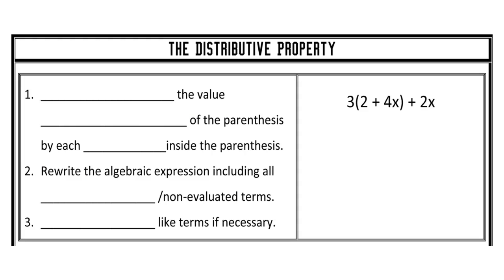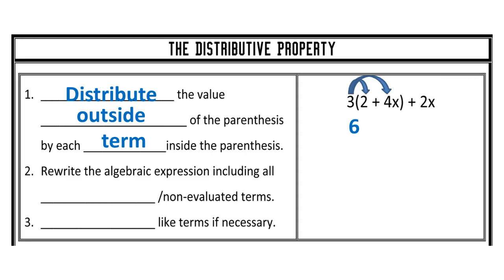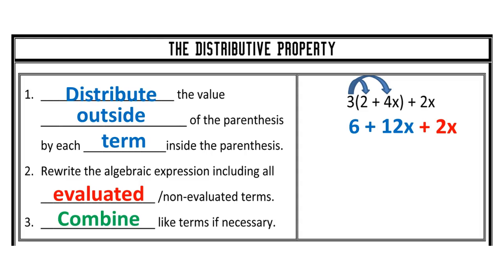In just an algebraic expression, it looks like this. You're going to distribute the value outside of the parentheses by each term inside the parentheses. 3 times 2 is 6. 3 times 4x is 12x. I need to remember to rewrite the algebraic expression, including all evaluated and non-evaluated terms. I did not evaluate or use 2x in any calculation, so it comes straight down. Now I combine like terms if necessary. This is how we simplify algebraic expressions.